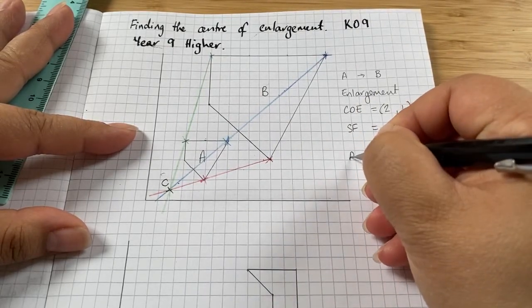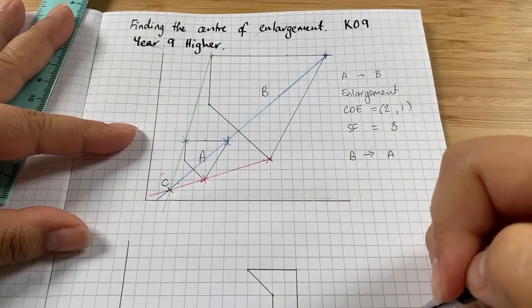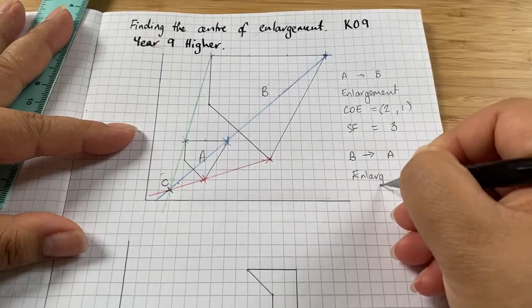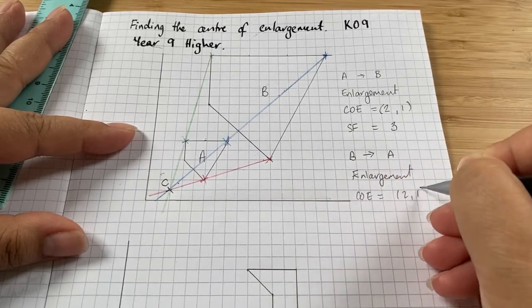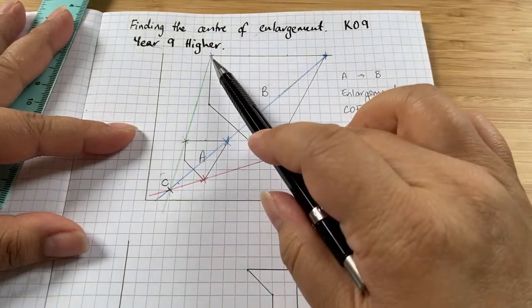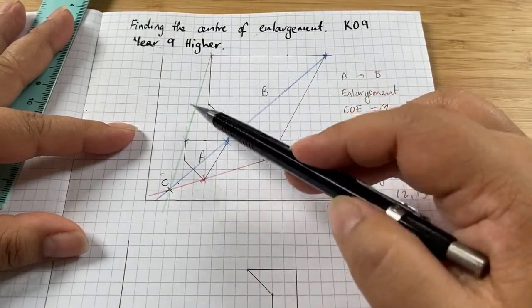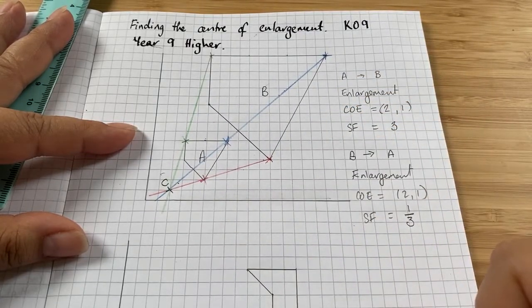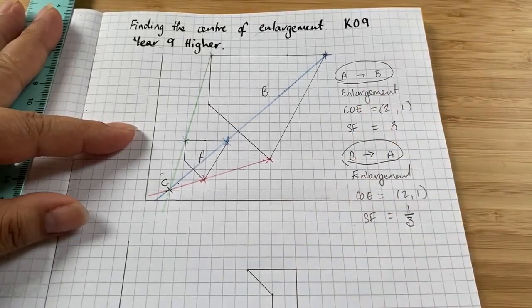However, if the question said what is the transformation from B to A, this time you're going in reverse. It's still an enlargement, even though the shape is getting smaller. The center of enlargement hasn't changed. It's still 2, 1. But this time my scale factor will be different. I'm starting with the bigger shape, which is 6, and it's becoming 2. So I've divided by 3, or I've thirded it. So that means my scale factor is a third. So it all depends on which order the question is asking from you.